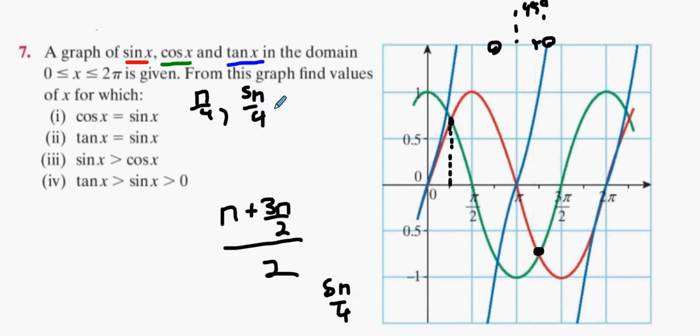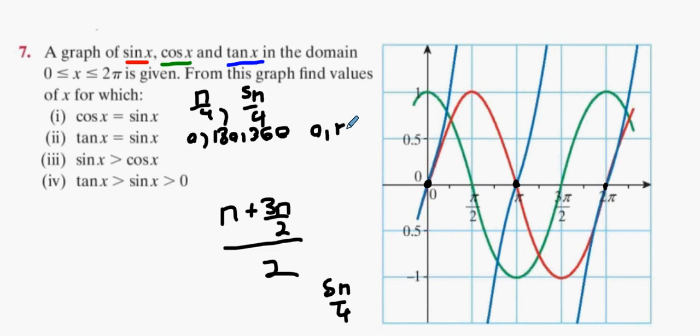Now, next thing, when is tan x equal to sine x? So when is the blue line equal to the red line? Find out. Blue line equal to red line. Yes, blue. Here, which is 0, 180 degrees, and 360. But we need this probably in radians, so that would be 0, pi, and 2 pi.